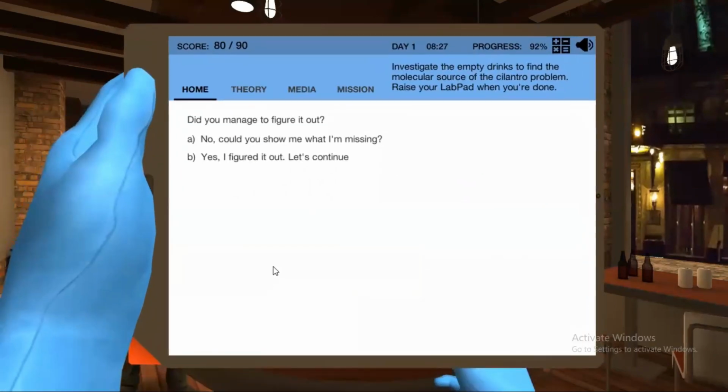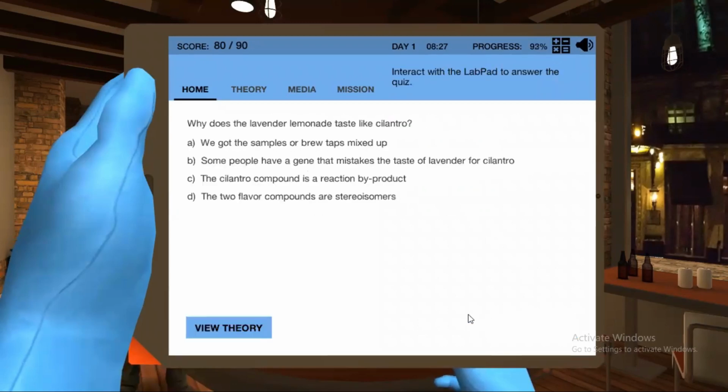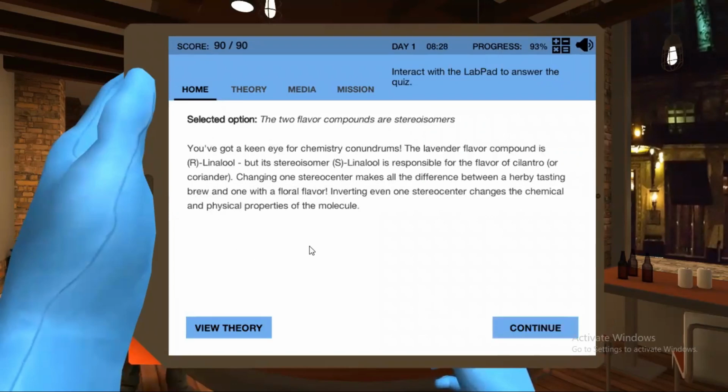Did you manage to figure it out? Great. You are a real lab genius. Why does the lavender lemonade taste like cilantro? You've got a keen eye for chemistry conundrums. The lavender flavor compound is R-linalool, but its stereoisomer S-linalool is responsible for the flavor of cilantro. Changing one stereocenter makes all the difference between a herby-tasting brew and one with a floral flavor. Inverting even one stereocenter changes the chemical and physical properties of the molecule.